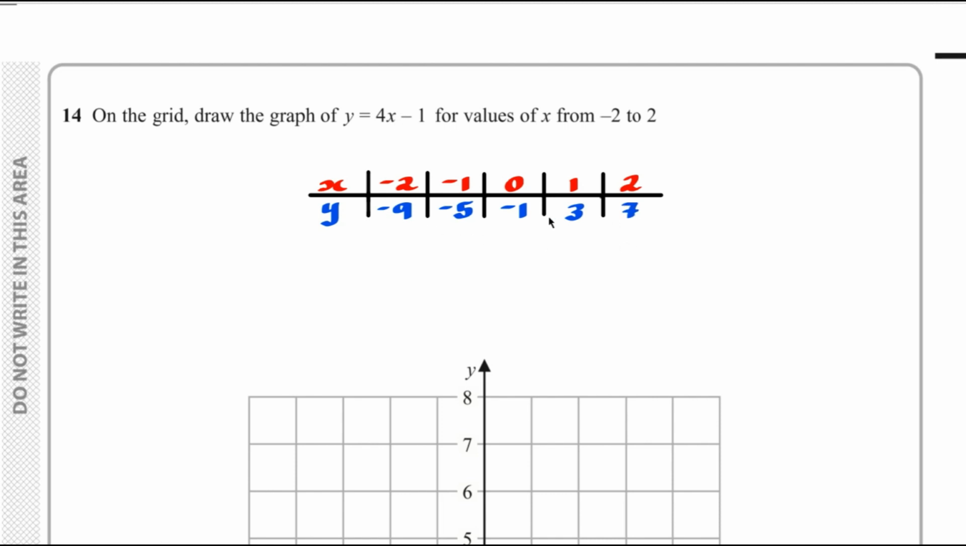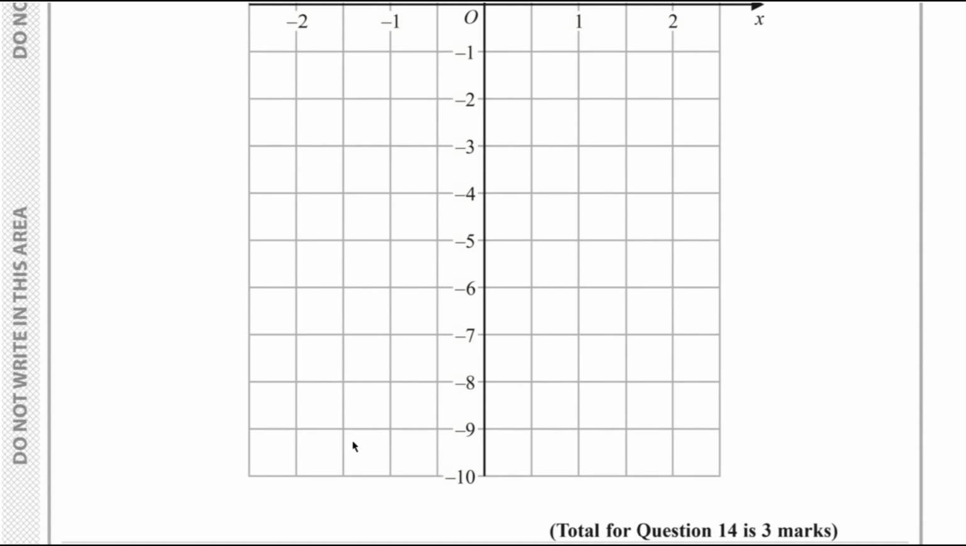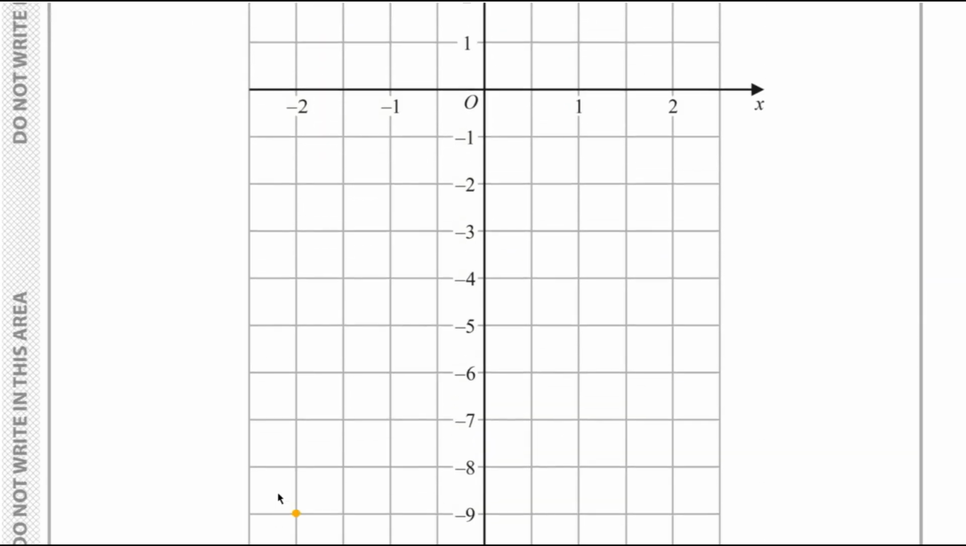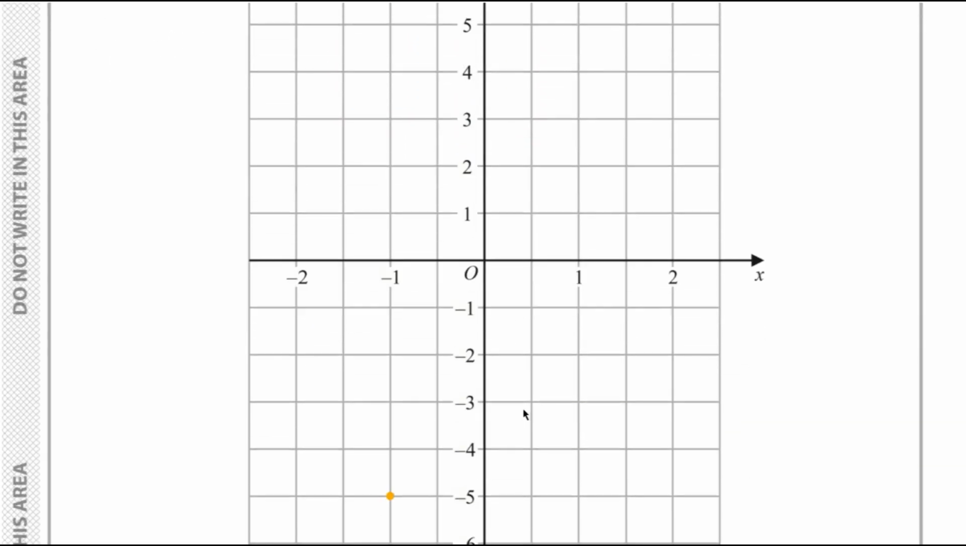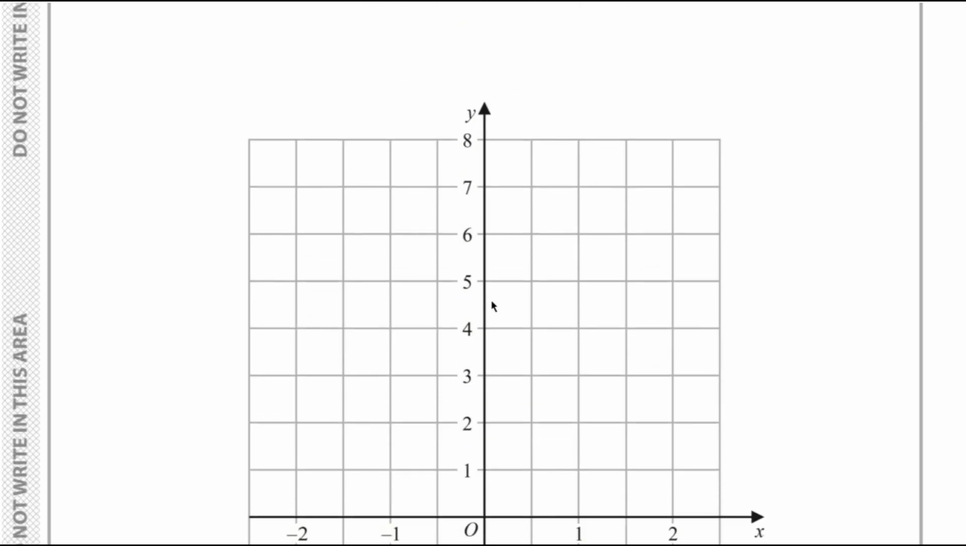So now I need to plot these values. So I've got -2, -9, which is over here. Then I've got -1, -5, which is here. Then I've got 0, -1, which is here. Then I've got 1, 3, and then I've got 2, 7.